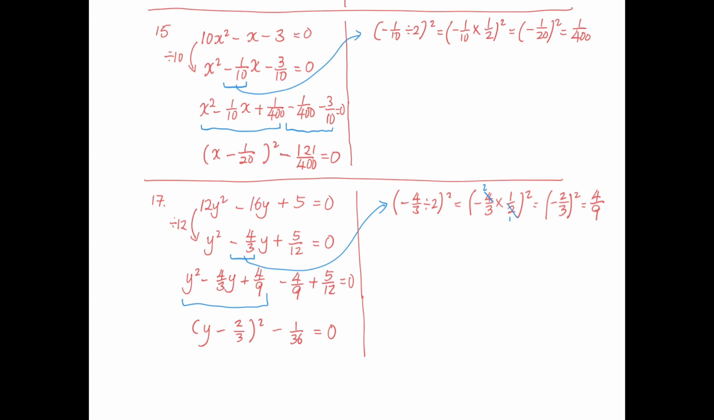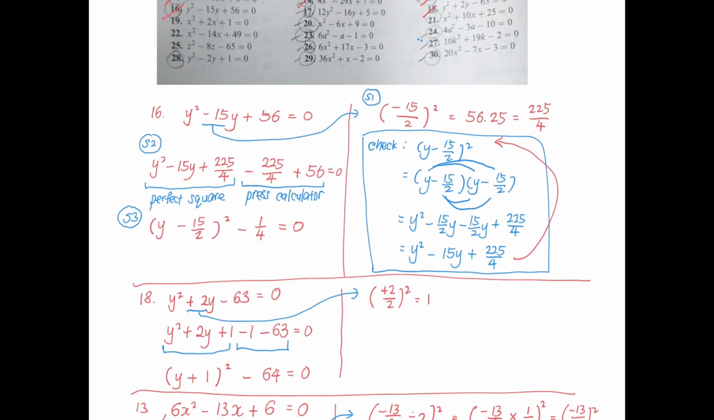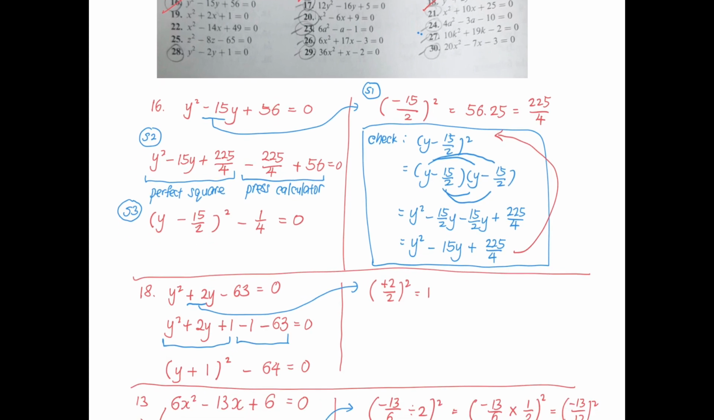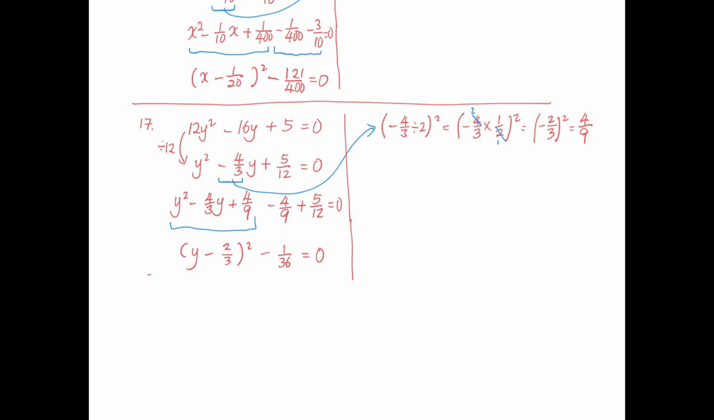Now the next one. Okay, we have done 18. Now let's see 19. I draw a line. Question 19: x squared plus 2x plus 1 equal to 0. This is a question with coefficient 1 in front, so we are not going to divide by anything. We can go straight to the next steps.